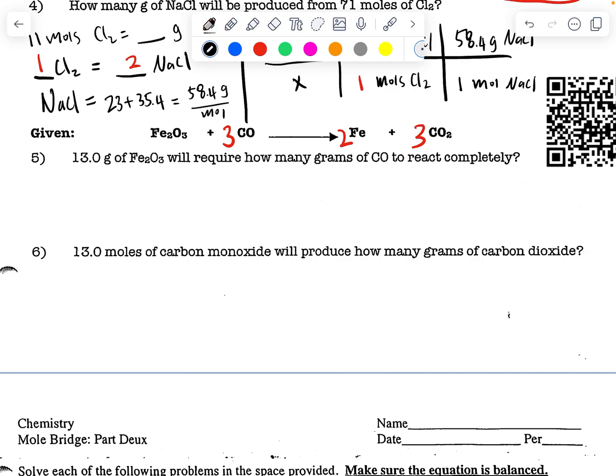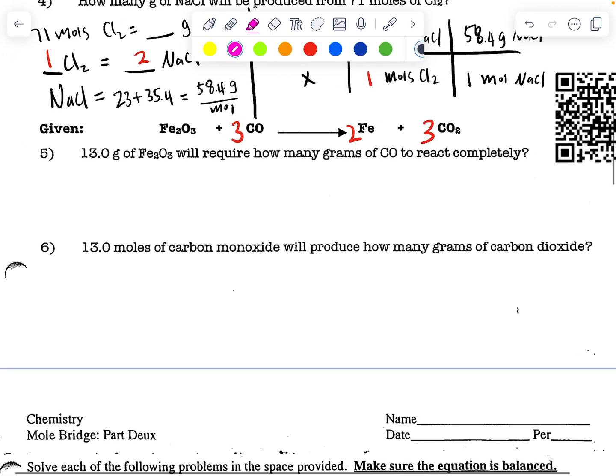Once you have that information, why don't we get started with 5 and 6, okay? 5, we have 13 grams of Fe2O3 will require how many grams of CO to react completely? Okay, so again, I'm going to go ahead and highlight a couple of things here.